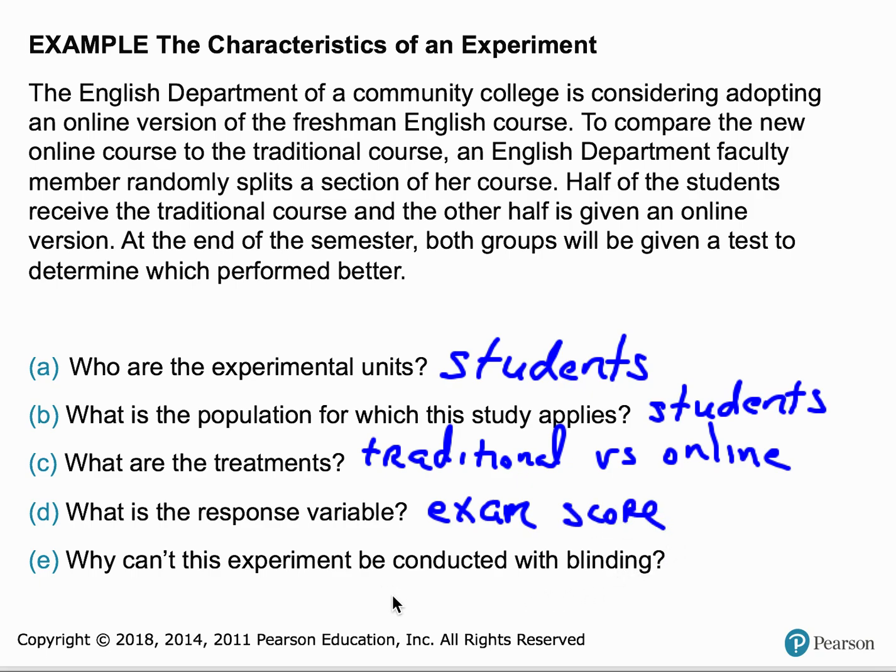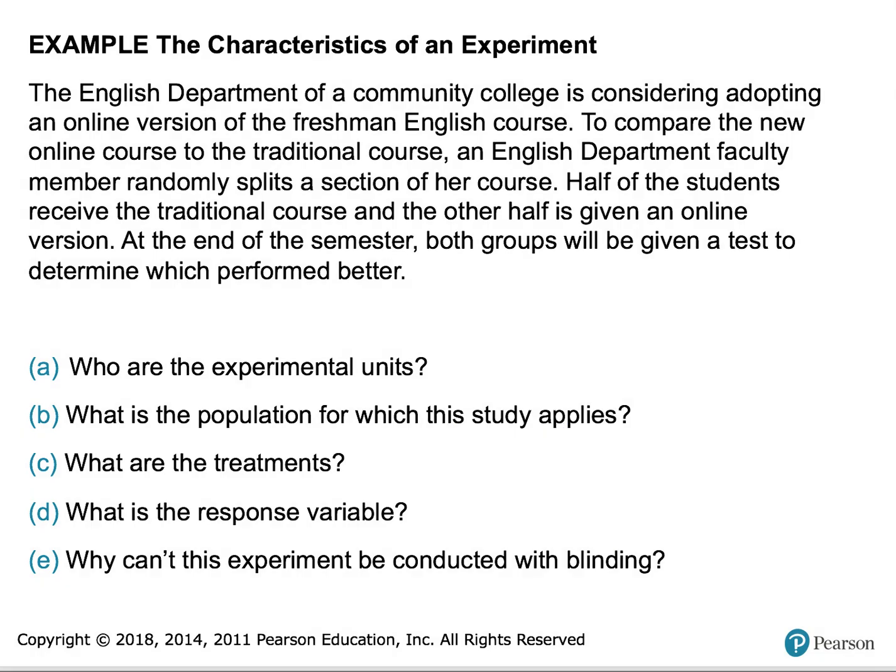Why can't this experiment be conducted with blinding? Well, that should be obvious. The teacher and the student will know if they're doing the traditional in-class course or an online course. You can't prevent them from knowing which section they're in.